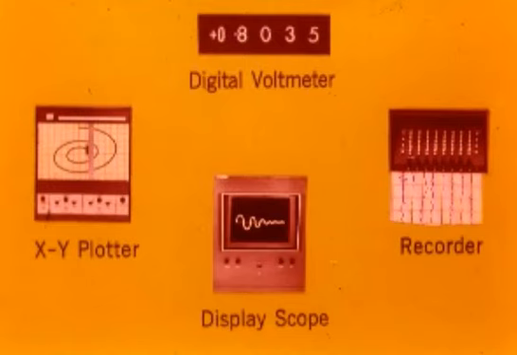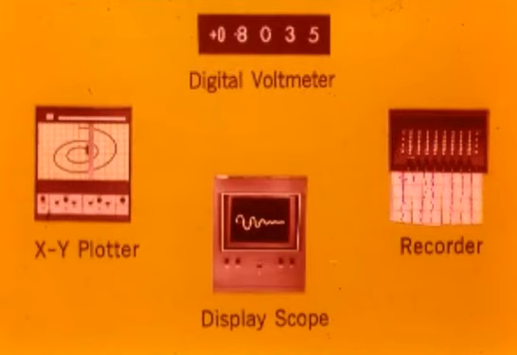Several types of devices display the computer variables. The digital voltmeter produces a 4 or 5-digit display. It may be connected to a printer or typewriter for a permanent record. The XY plotter draws on graph paper a line representing voltage variations.